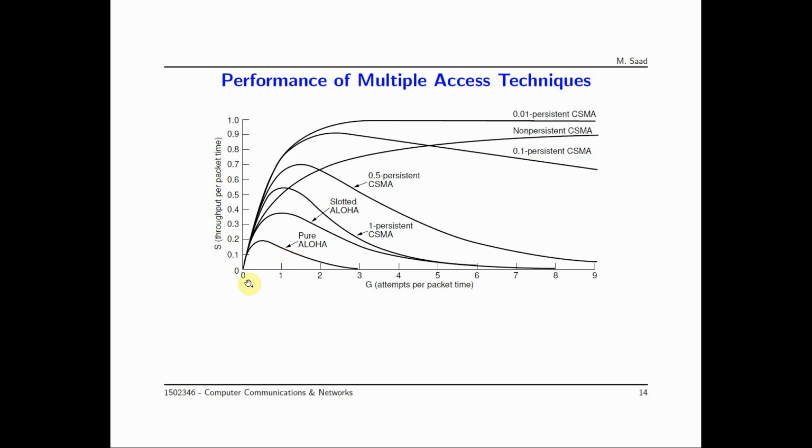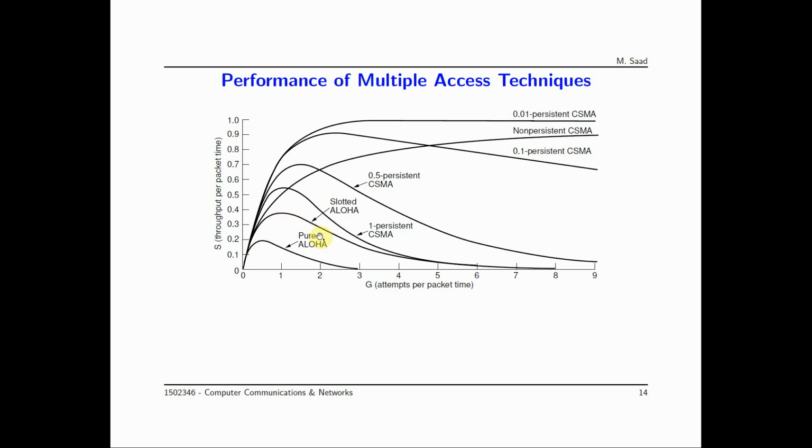So throughput versus offered load, attempts versus successful deliveries. Pure Aloha, we had a throughput curve that goes up and comes down. Slotted Aloha was better than pure Aloha. The maximum throughput of slotted Aloha was 36%, 0.36, but the maximum throughput for pure Aloha was only 0.18, so we had double the performance, and we talked about that in detail in the previous video.